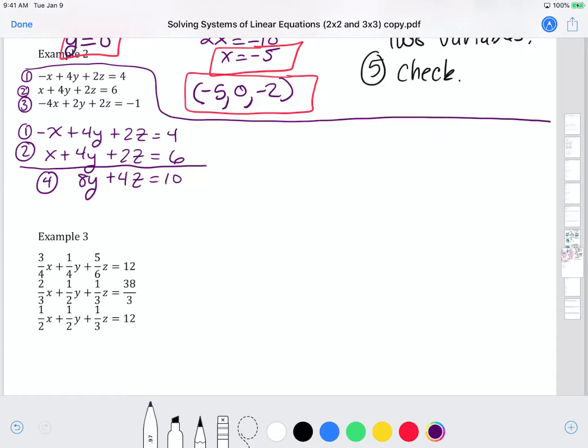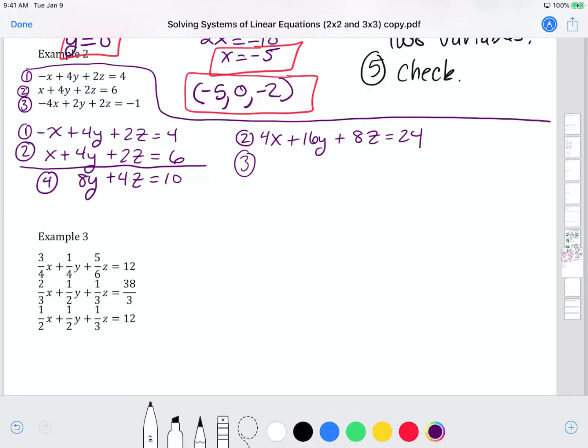Now let's create an equation 5 by picking another 2 equations, but I have to eliminate x again. That's the trick so that this works smoothly. So if I pick, let's say, 2 and 3, in order for my x's in 2 and 3 to be opposite coefficients, I have to multiply equation 2 by 4. So I'm going to have for equation 2, when I multiply that by 4, I'm going to get 4x plus 16y plus 8z is equal to 24.